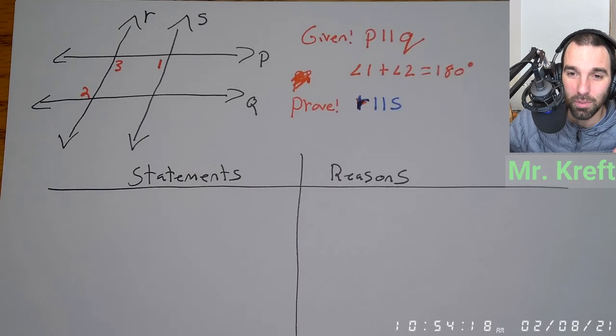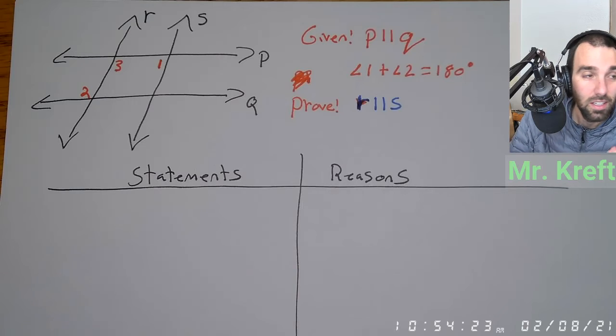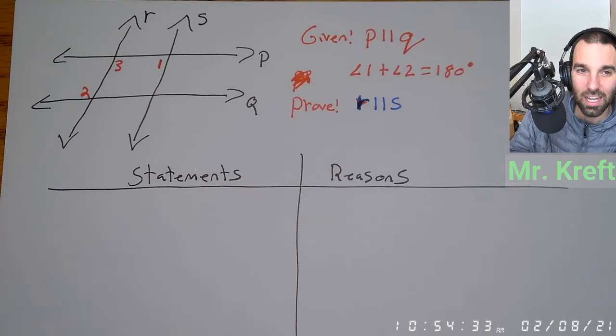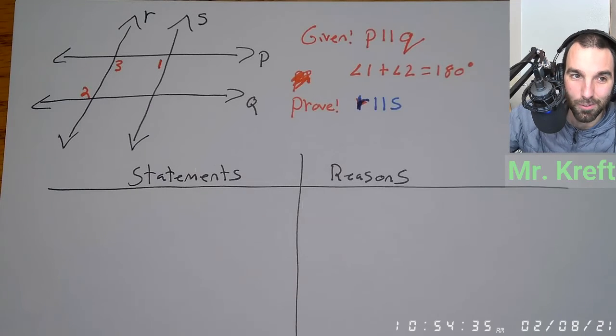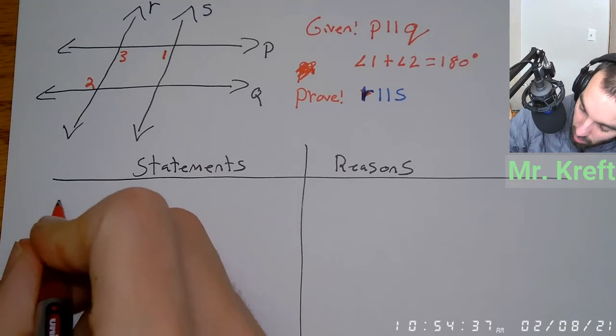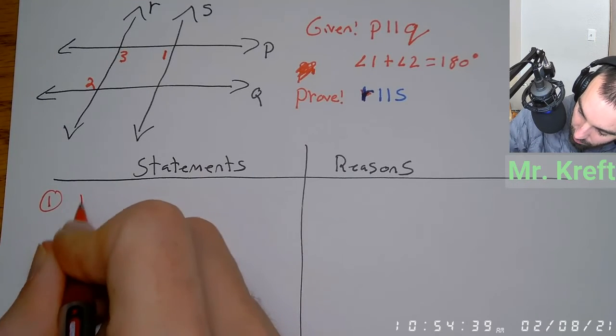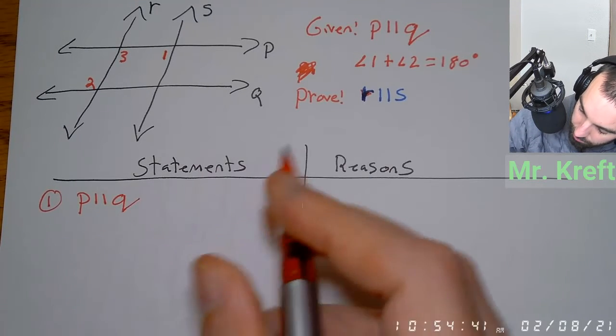So I'm trying to make sure you guys have plenty of time to write this down, but I'm also conscious of the fact that it is 10:54 right now, and that this class gets out at 11. So I'm trying to balance between having you guys have enough time and getting through this, okay? So the first thing, we always start by writing down our givens. So I know P is parallel to Q.